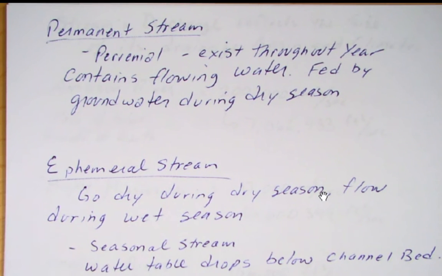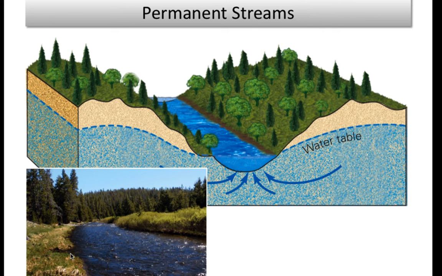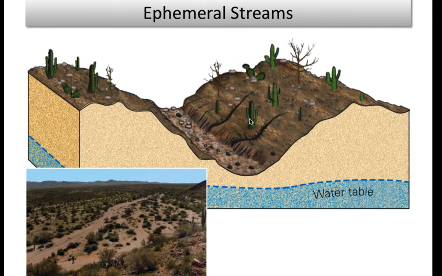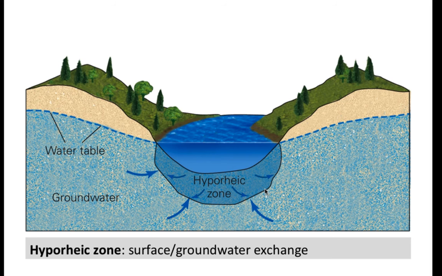In fact, let's get a couple of pictures here. Here's an example of a permanent stream that's perennial, that exists throughout the year. You can see that the groundwater is continuously feeding this stream even during the dry season. And for an ephemeral stream, here you can see the water table is below the stream bed and it's not getting fed any water.